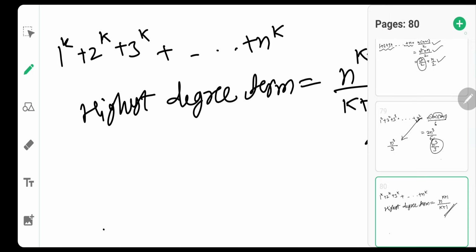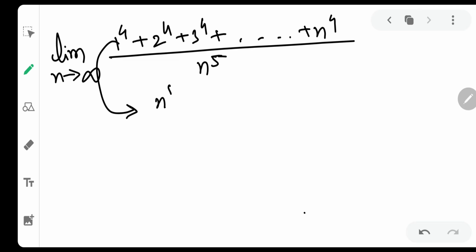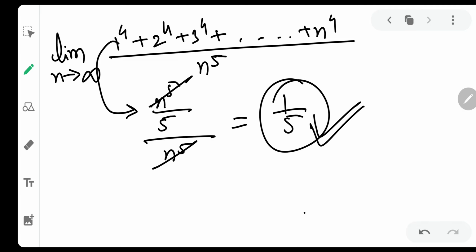Now let us try to solve some of the sums. Suppose you are given limit n tends to infinity and you are given 1 raised to 4, 2 raised to 4, 3 raised to 4 up to n raised to 4, and in the denominator n raised to 5. Now as you know, only the highest degree term of the numerator is required. The highest degree term of the numerator will be n raised to 5 upon 5, and in the denominator you have n raised to 5. So n raised to 5 will get cancelled and you will get the answer as 1 by 5.